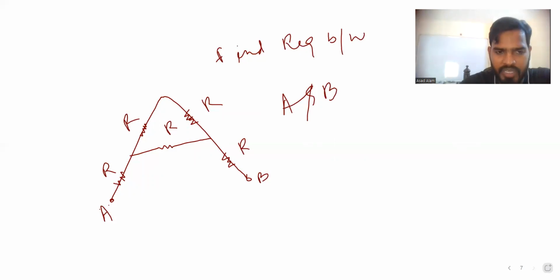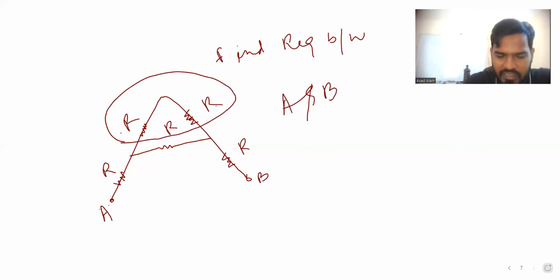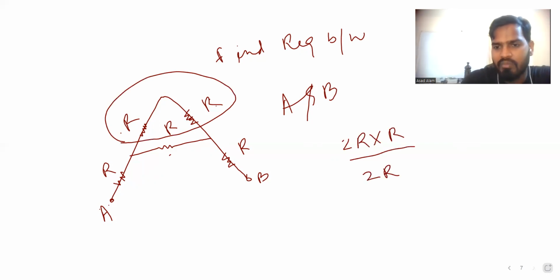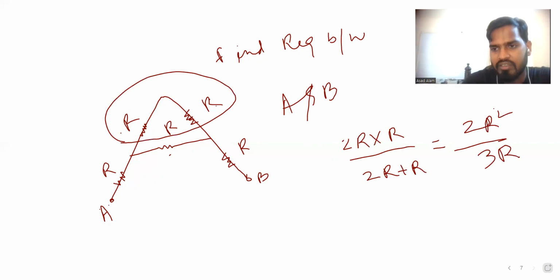A and B. So we can say these two are in series. So 2R and R are in parallel. So multiplication, 2R into R, divided by addition, 2R plus R. So 2R square divided by 3R. So we can say 2R by 3.